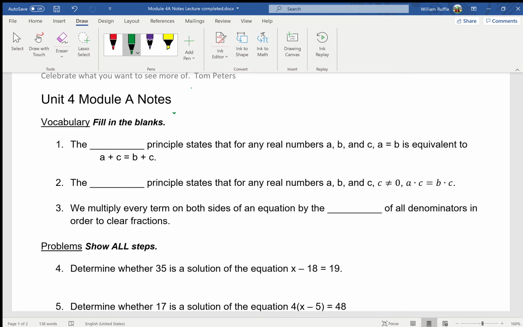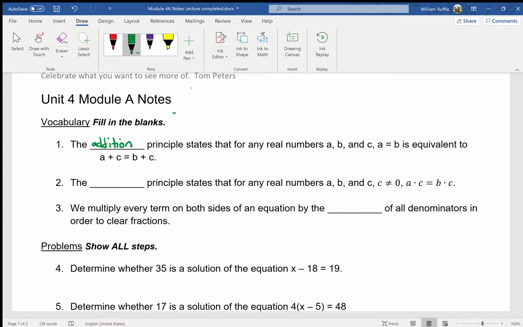Alrighty, we are going to be doing the 4A notes today. We're going to start off with a principle that we really already know how to do, but we're going to give it an official name. It's called the addition principle. Basically, as long as I do the same thing to each side of an equation, it stays equal. If we add each side by the same thing, they stay the same.